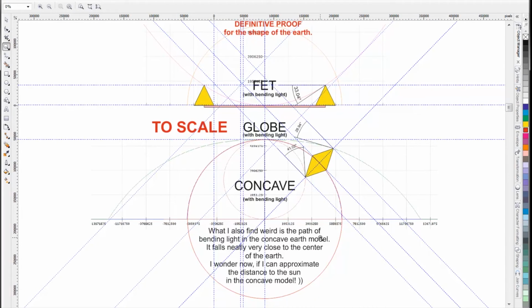What I also find weird is the path of bending light in the concave Earth model. It falls neatly very close to the center of the Earth. And I wonder now if I can approximate the distance to the Sun in the concave model.